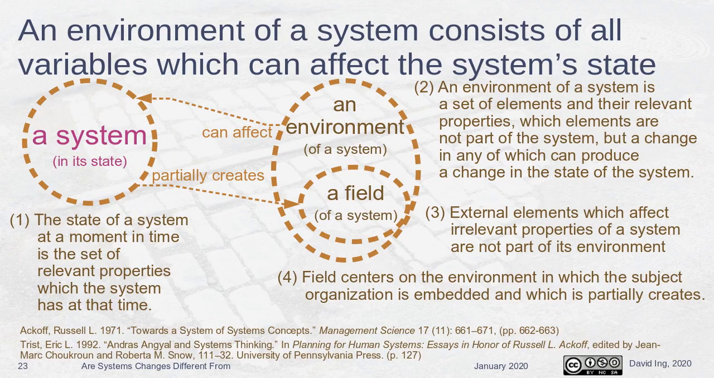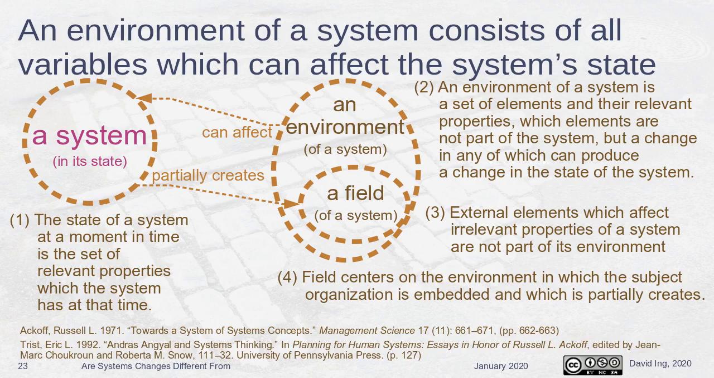But even here, like Russ Ackoff, so let's see what the next page is. Next page is a different article. It's 1971, it's 10 years earlier. So an environment of a system consists of all the variables which can affect the system state. So you have the classic idea of a system drawn, and he says, the state of a system at a moment in time is a set of relevant properties which the system has at that time. Now, this is Russell Ackoff, who was an architect. He thinks buildings first. And he invented operational research, operations research, management science. He's at the birth of that. And a lot of that post-war research was like sending missiles up and doing physics and stuff like that. So this kind of reflects that, where he says, state at a point in time.